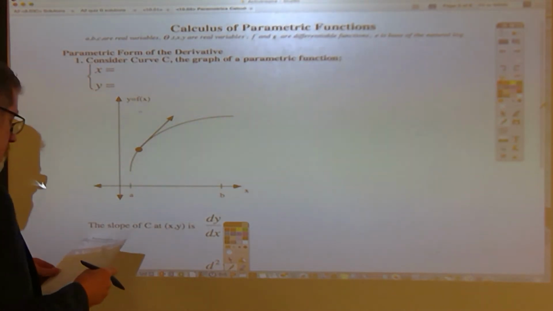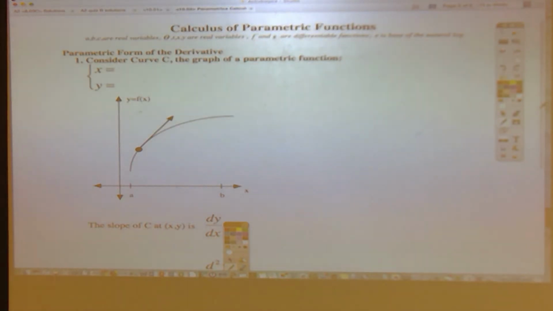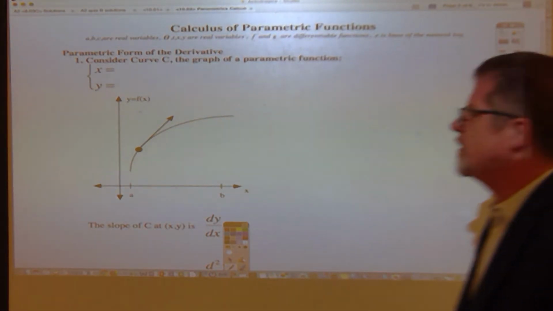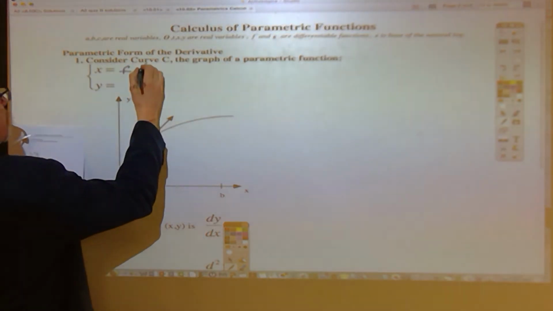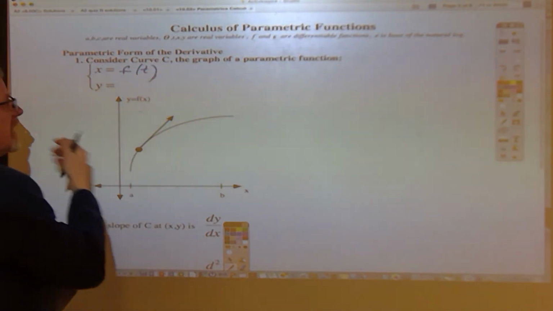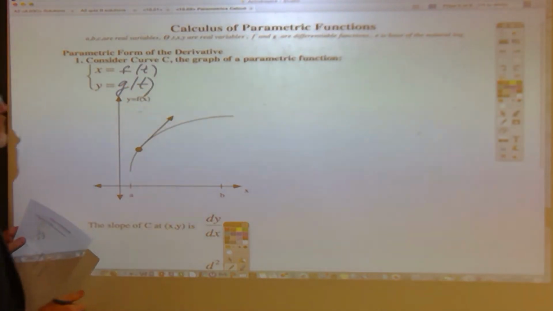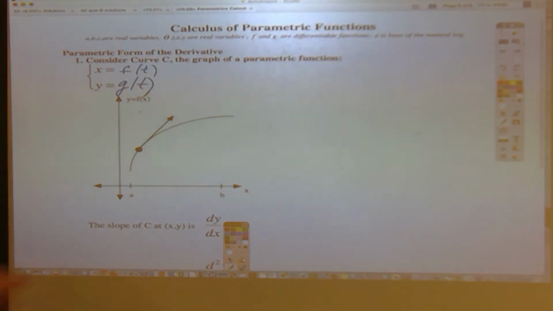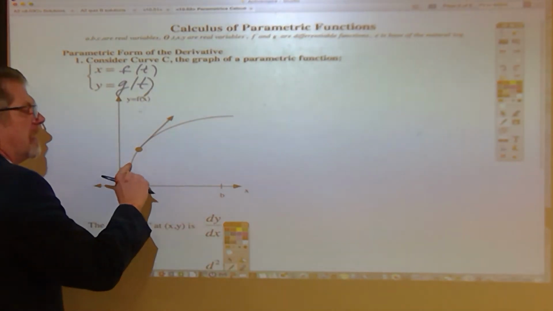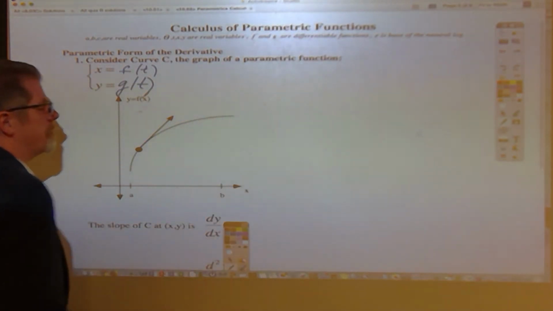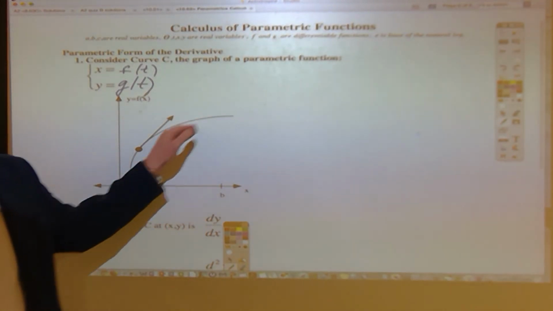Keep in mind, first of all, that when you have a parametric function, you're going to have some sort of function of t for the x parametric equation, some other function of t, I'll call it g of t, for the y parametric equation. And then there's a motion. It might be a baby crawling around, or it could be a baseball flying through the air, but one way or the other, you have a path.